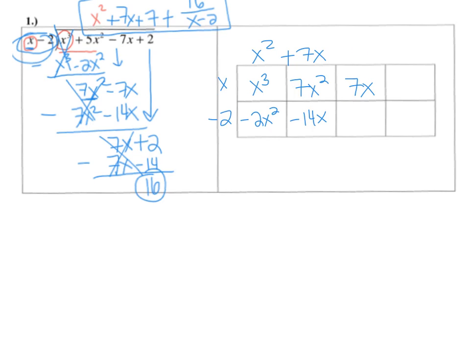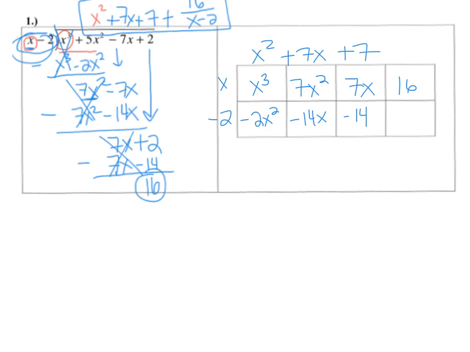So x times what gives you 7x? The answer is positive 7. So 7 times x, 7x, 7 times negative 2, negative 14. So now these two boxes would have to combine to give me 2, which means I would need 16. So that's 16 take away 14 is the positive 2.